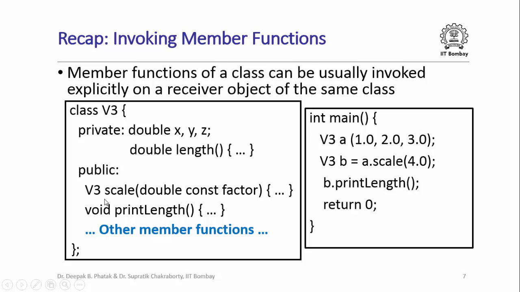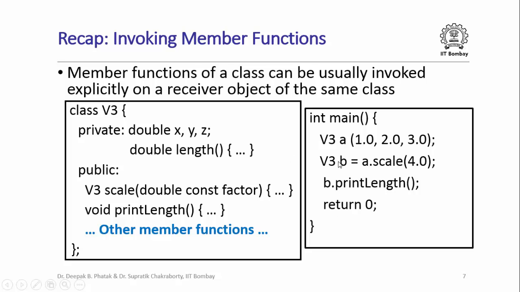Recall also that when studying member functions, we had said that if a member function of a class is public, then that member function can be invoked on a receiver object of that same class anywhere inside the actual main program or anywhere inside another function in your program. So for example, here is the class V3 and this has several public member functions. Here I have shown just two such public member functions named scale and print length.